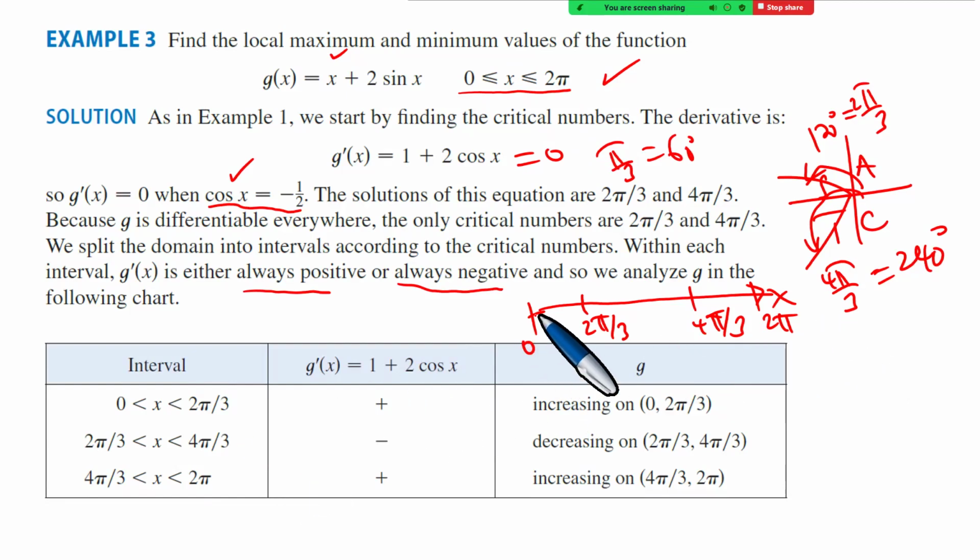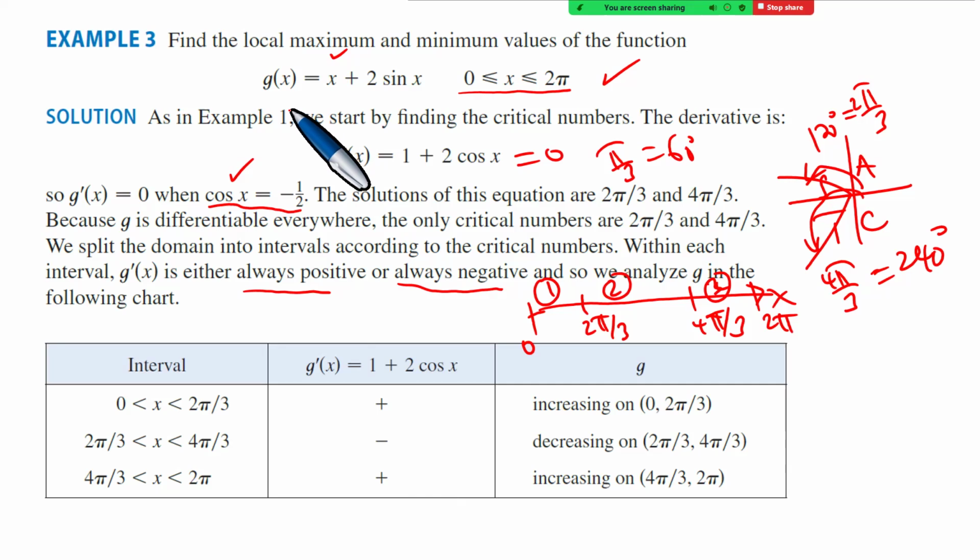We are going to consider from 0 to 2 pi over 3, which is our first interval. From 2 pi over 3 to 4 pi over 3 is our second interval. And then we consider the third one. So we have 1, 2, 3 intervals, the last between 4 pi over 3 and 2 pi. We're good. Let's look at the derivative and the slopes of this function, g prime of x.